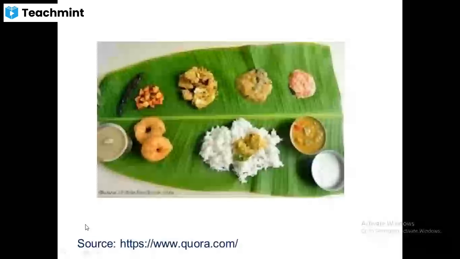Then, I think this is for those who have not had their breakfast in the morning. If anybody is attending the class without breakfast, this is the menu for you. You may be wondering why sir is showing this vada and all those things, right? Let me tell you, look at this banana leaf. I'm sure all of you have experienced this, having food on a banana leaf.